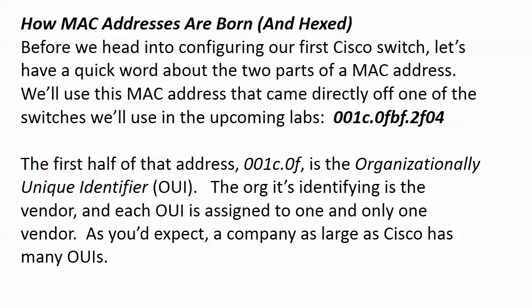Now, we've seen MAC addresses, we've talked about them, but we really haven't examined closely where we're getting this address from. Because it is, pardon this term, a pretty funky looking address. It's got some zeros and some letters in there and a couple of dots. What the heck is this thing? Well, we're going to have a word here about the two parts of a MAC address. And this is a MAC address that came directly off one of the live Cisco switches that we're going to use in our labs. The first half of that address, 001C0F, is the organizationally unique identifier.